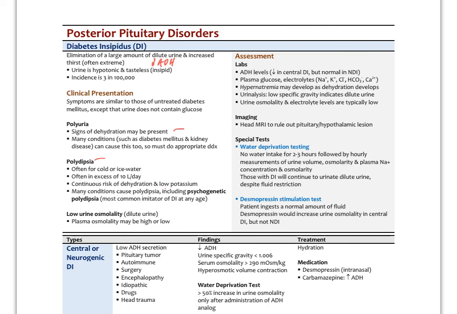Again, a lot of conditions can cause polydipsia, including psychogenic polydipsia. So we have to look at those possibilities as well. So here we're going to get low urine osmolality because we're constantly urinating, diluting out the sodium and other things in the urine. And the plasma osmolality can be high, but it can also be low, and it can be normal. So it can vary back and forth.